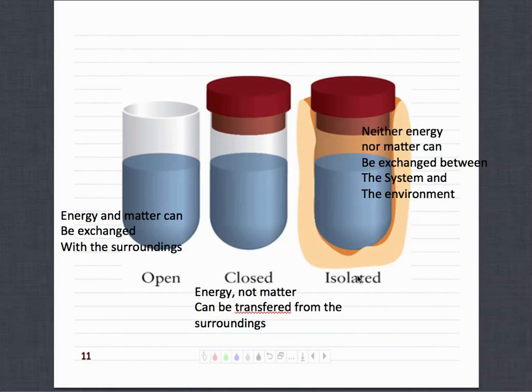The closed one is the one where you can either add heat or take heat from the system, but you cannot add matter, and the open system is the system where you can add matter. So for example, we'll talk about the different examples as we go. So those are the three definitions of the systems.